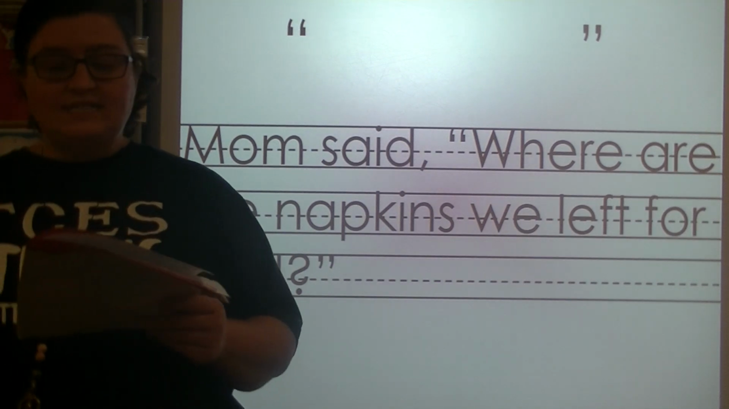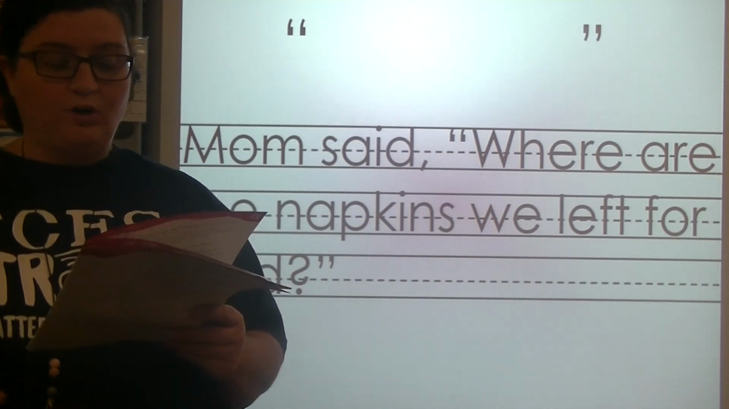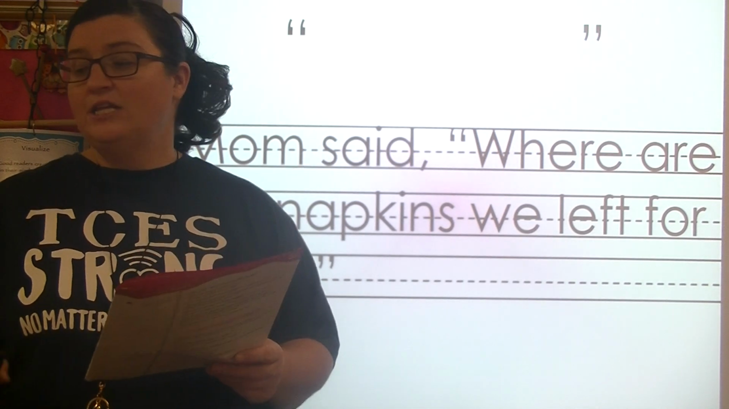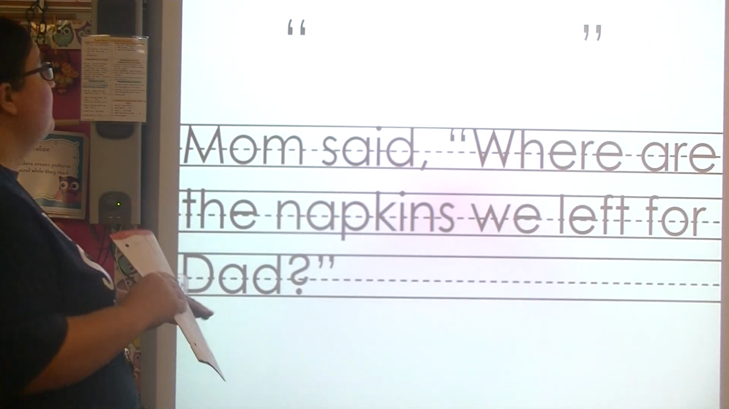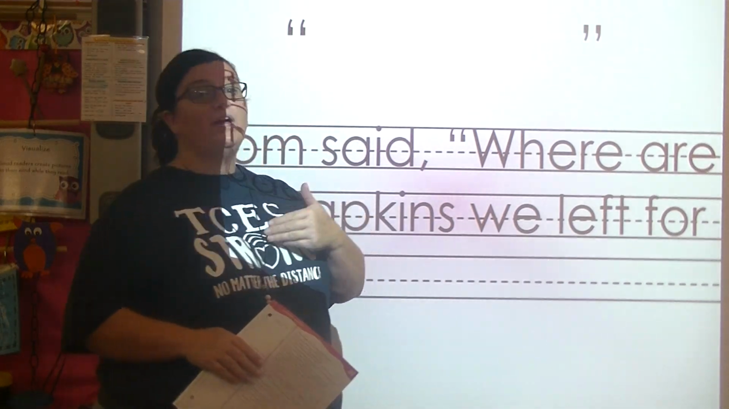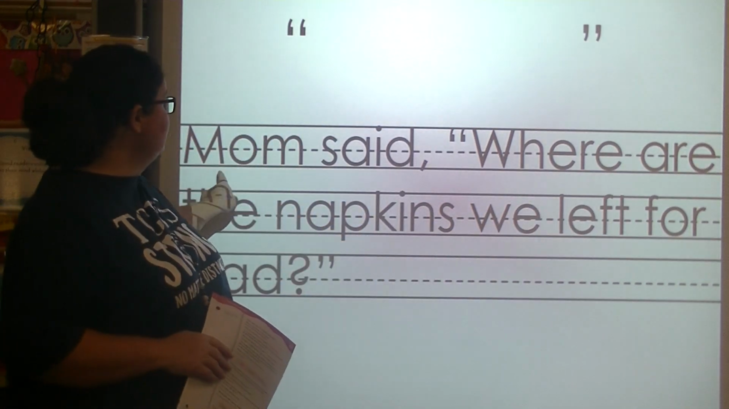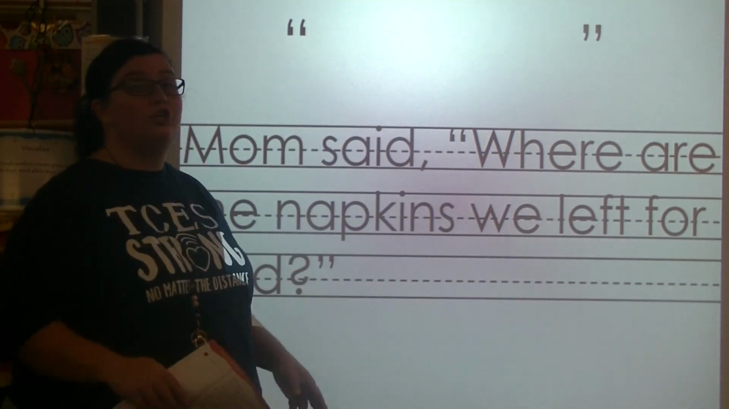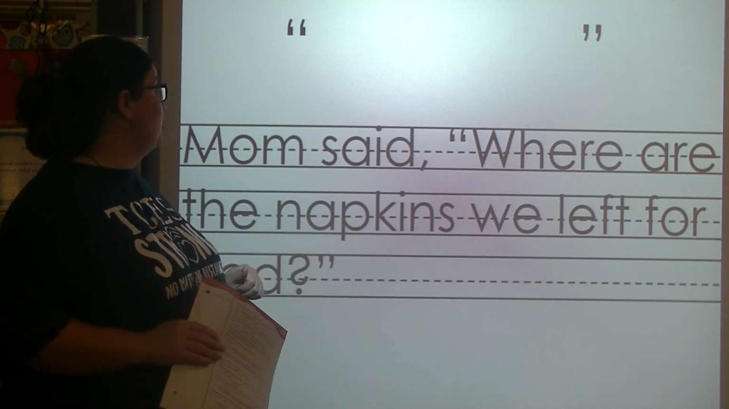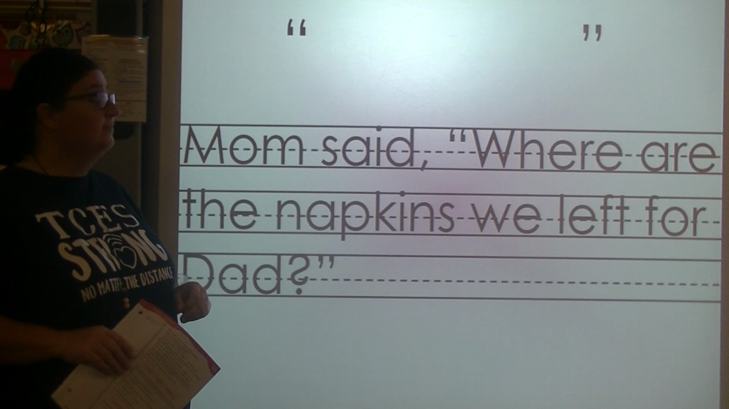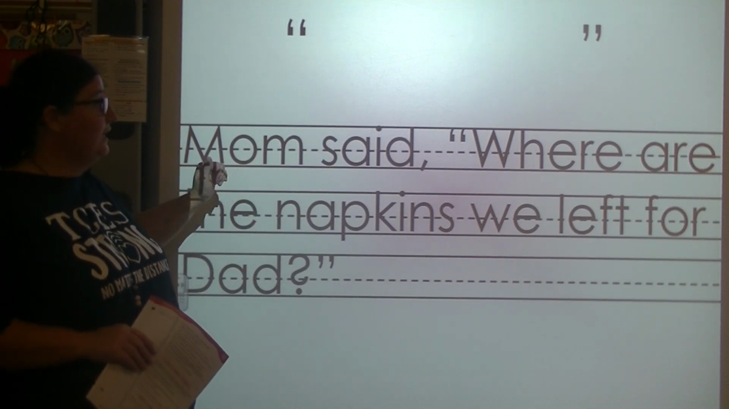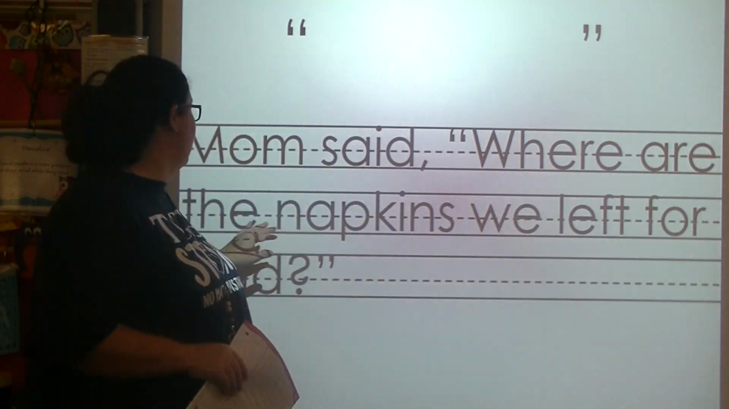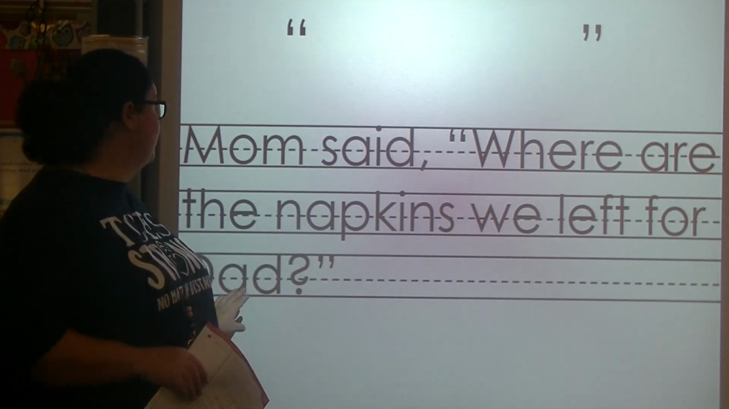Now, write this sentence on the lines at the bottom of your paper. Make sure you put the quotation marks and the comma in the correct place. Remember, the comma shows you that that's where we pause and take a breath. This tells you who says it. The quotation mark shows you what the person said. So who's talking? Mom is talking. What did Mom say? Where are the napkins we left for Dad?